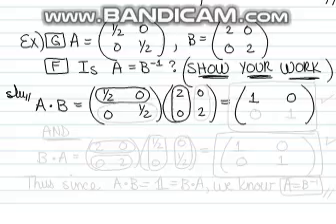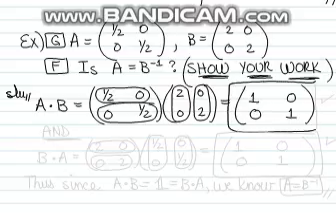Now let's go down to the bottom row. First column, 0 times 2 is 0 plus 1/2 times 0 is 0. And then finally across the bottom row, last column, 0 times 0 is 0, plus 1/2 times 2 is 1. And that, my friend, is the identity. So far, it's looking pretty good. Now, if we can get the same thing to happen when we do B times A, then we can state our answer is yes. Otherwise, the answer is no.